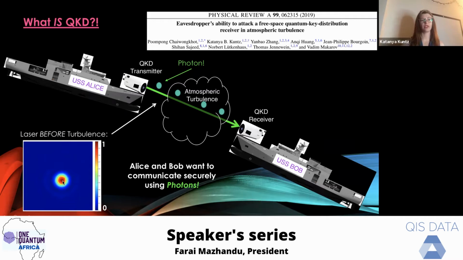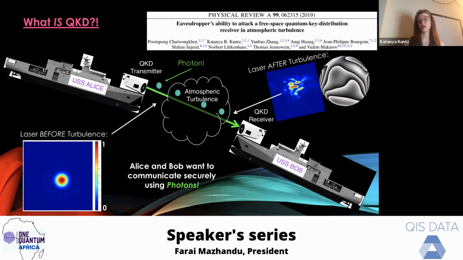So if you were to take a picture of the laser before the turbulence, it would look like a Gaussian beam. And then if you were to take a picture of the light after turbulence, it would look very messy, right? And so I was using a spatial light modulator in this experiment to emulate atmospheric turbulence in the lab, and then testing how that affects our QKD protocol.